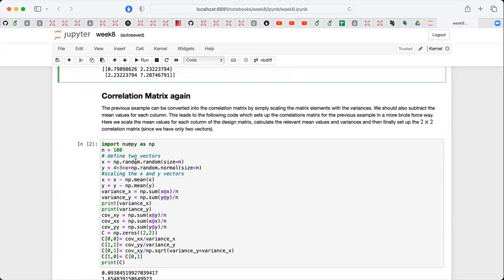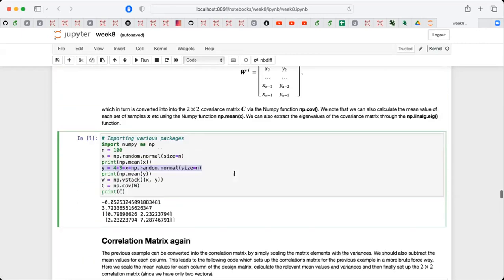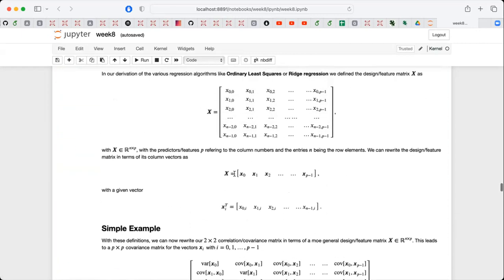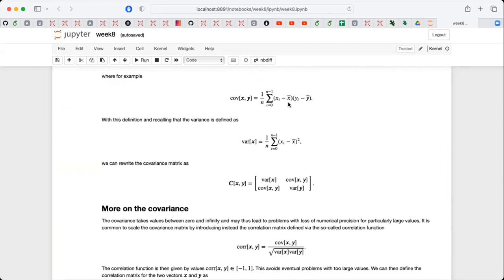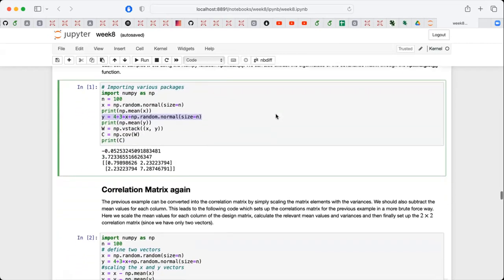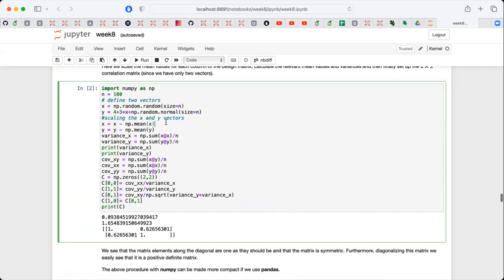So I produce my 2 vectors, x and y, with the same dimensionality as you see. I rescale them, and this is important because if you look at the definition of the covariance, this is given by x minus the mean value. So you could generate a variable which has the mean value subtracted, and that means you're going to have a scaled variable. That's pretty standard in the literature. So this is what we're doing here: we subtract the mean value.